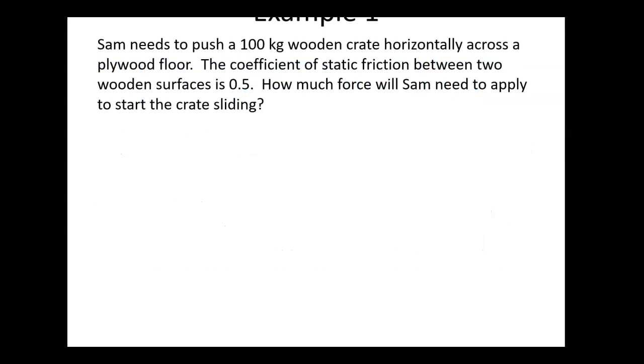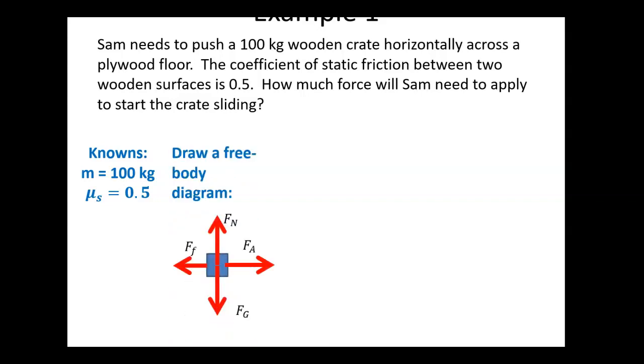Okay, so let's look at example 1 here. Sam needs to push a 100-kilogram wooden crate horizontally against a plywood floor, and the coefficient of static friction is 0.5. So how much force would Sam need to apply to start the crate sliding? Well, we know the mass and the coefficient of static friction. And if we did a force diagram, these would be the forces on the crate.